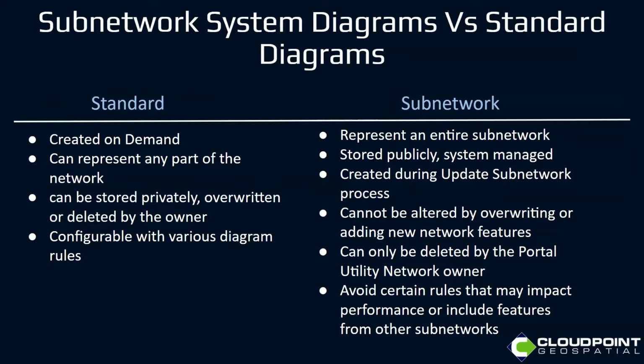Earlier I mentioned subnetwork system diagrams and standard diagrams. Standard diagrams are created on demand and can represent any part of the network. They are created by selecting initial network features, choosing a template, and then applying a layout. They can be stored privately, overwritten, or deleted by the owner. You can update a standard diagram by using the Update Diagram tool, preserving layout and geometry by default. Standard diagrams are configurable with various diagram rules for flexible representations.